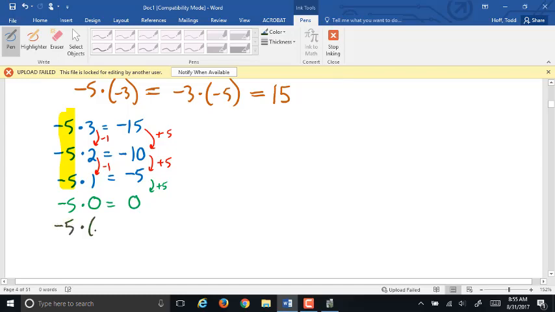Negative 5 times a negative 1. I decreased the 0 by 1. 0 minus 1 is negative 1. This has to go up by 5. So that would be positive 5.